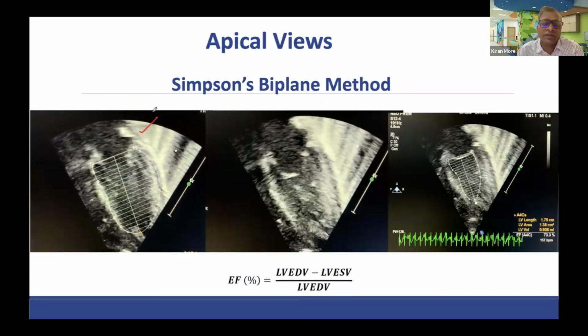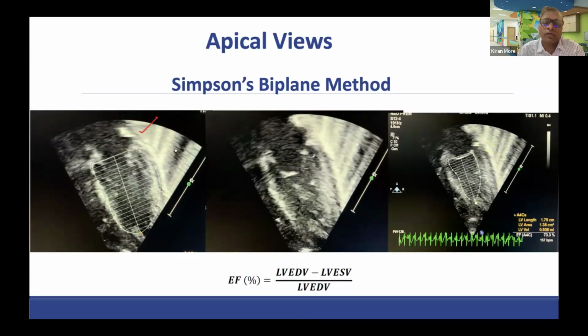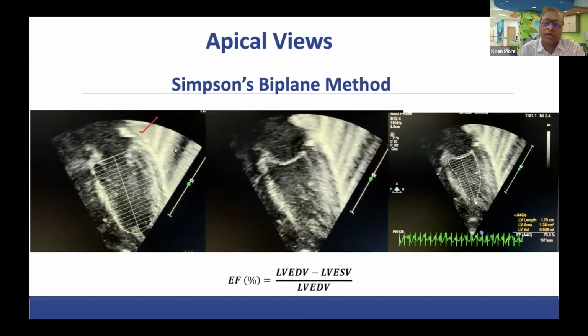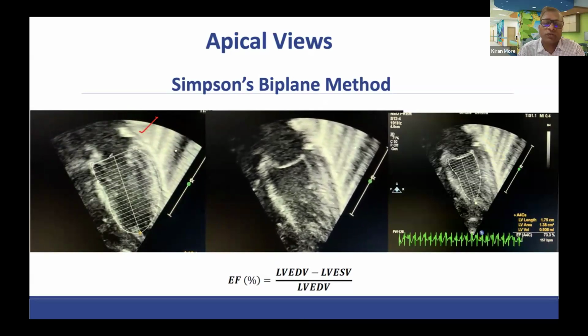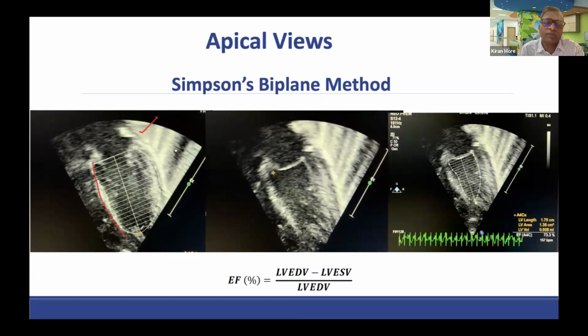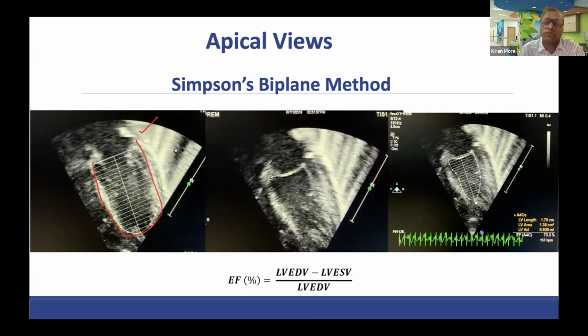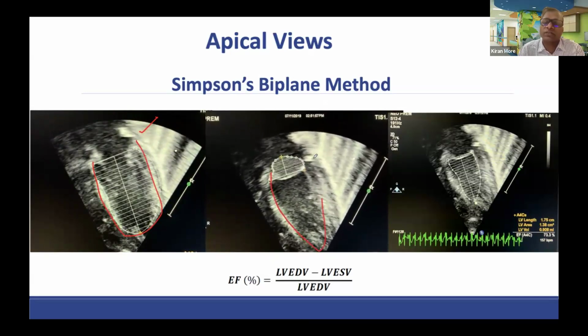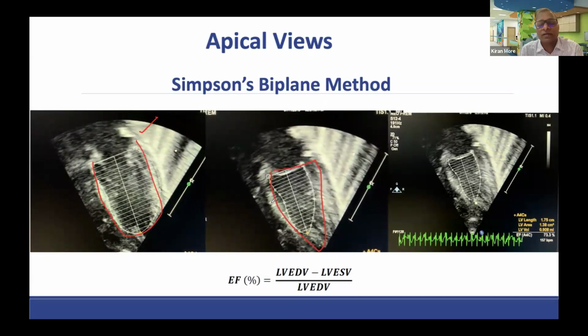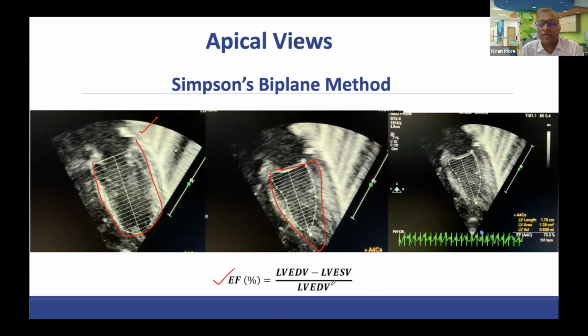First in diastole, and then you again do the same thing in systole. So you can see the wider diameter, which is almost this much, compared to a smaller diameter, which is this much. And when you compare that, and then you divide by this same denominator, which is the diastolic volume, you get ejection fraction. So this is just comparing the sort of area of LV in systole and diastole, you get ejection fraction.